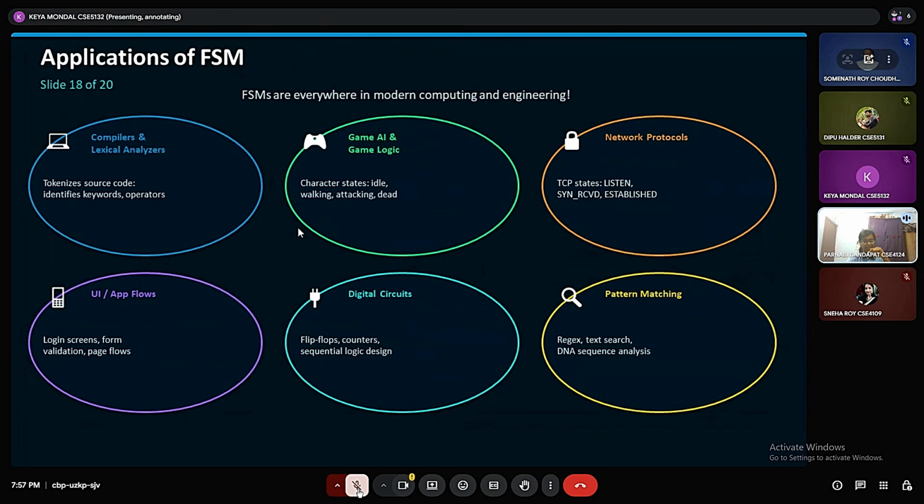In digital circuits, they are used in flip-flops and counters. In pattern matching, they are used in regex and searching. So FSMs are everywhere in computer science.